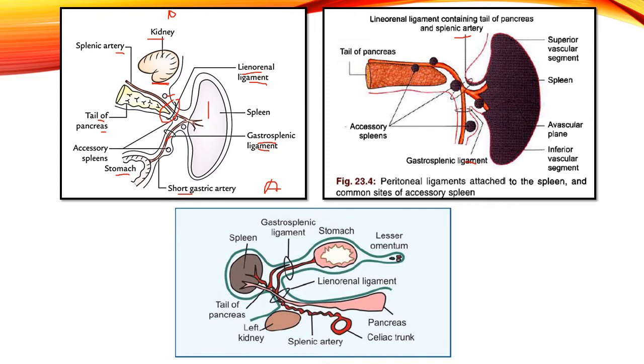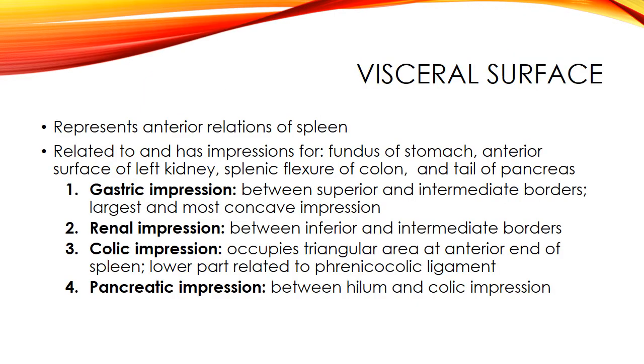This is again a similar representation but in a transverse section. So you can see that the stomach is present over here. This is the anterior part and this is the posterior part over here. Now you can see that the spleen is communicating with the anterior surface of the left kidney through the lienorenal ligament, and it is communicating with the stomach through the gastrosplenic ligament, and these ligaments are transmitting certain structures between the spleen and these other organs. So these were the peritoneal relations of the spleen.